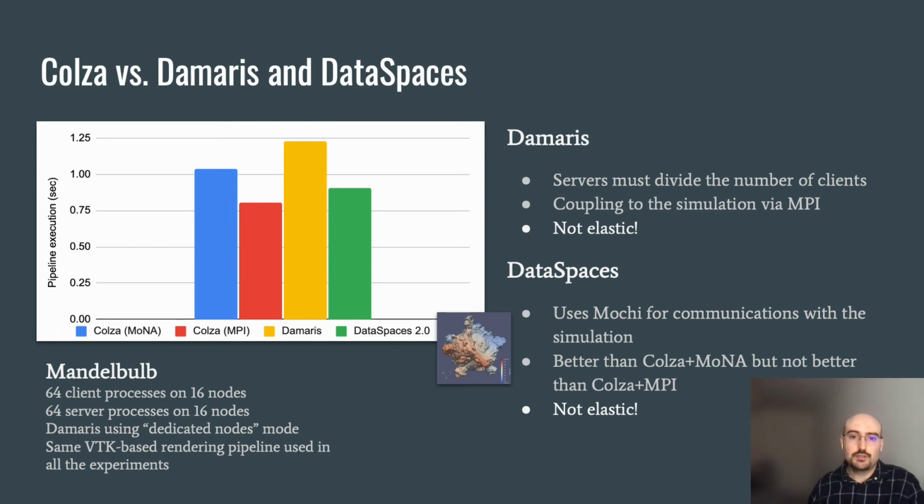Dataspaces is an interesting use case because it also uses Mochi for communications with the simulation. But again, it's not elastic, contrary to Colza. However, we can expect that since it uses Mochi, all the work that we've done here could be ported to it.